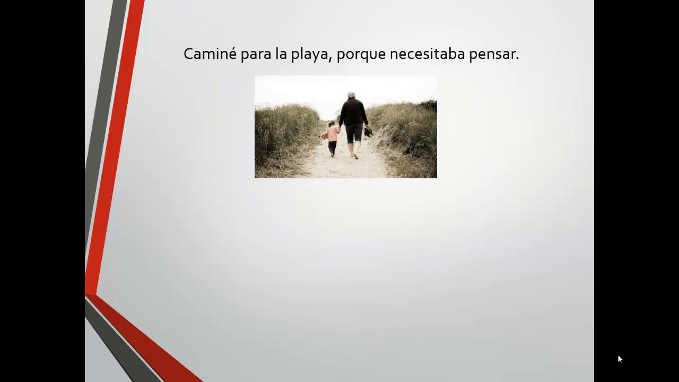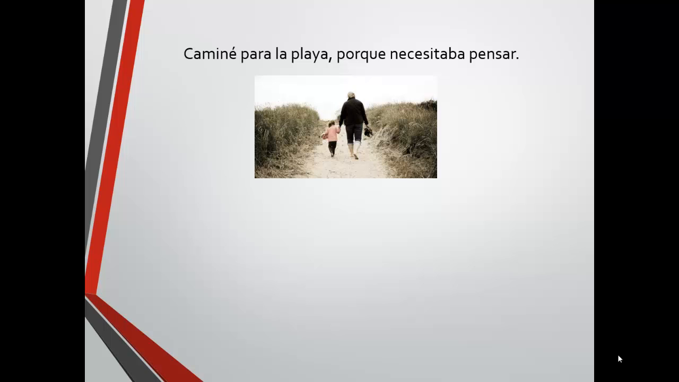In fact, let's use that last sentence as a perfect way to illustrate the difference between por and para. So, when we see a mental image of the sentence, "caminé para la playa porque necesitaba pensar," you probably come up with an image of someone walking down a path towards a beach. They're headed toward the beach. Their goal is to go to the beach.